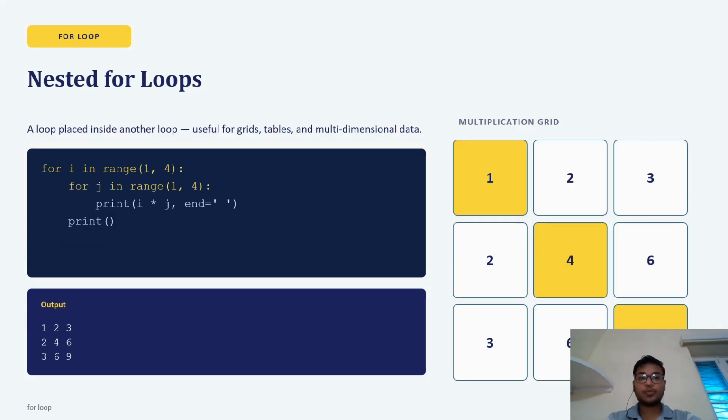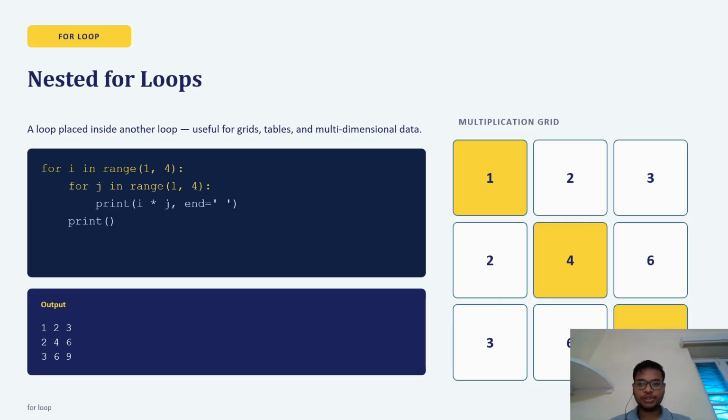The most important thing inside the for loop is what? It's the nested for loop, the most important thing I told you. A loop is placed inside another loop. Just imagine a loop placed inside another loop, useful for grids, tables, and multi-dimensional data.